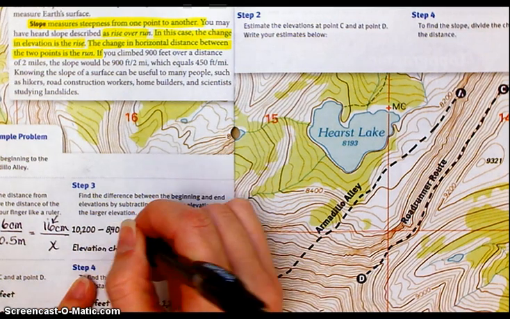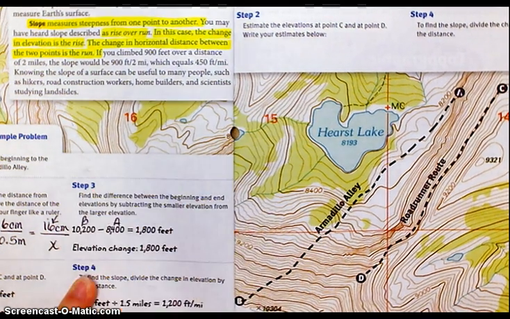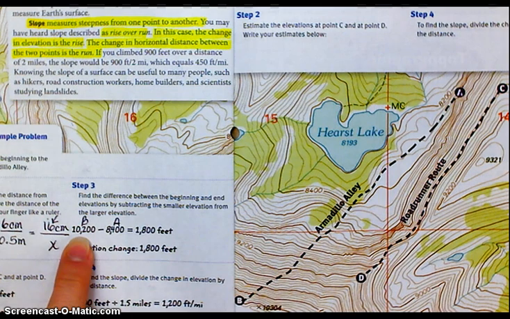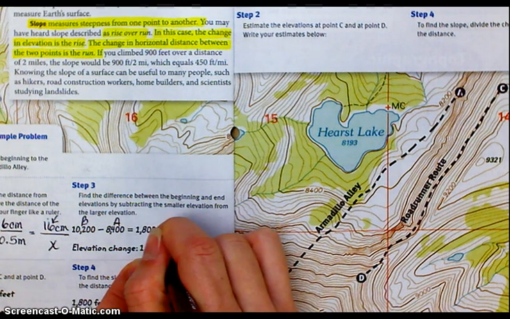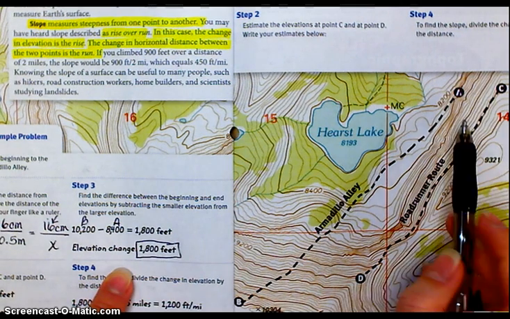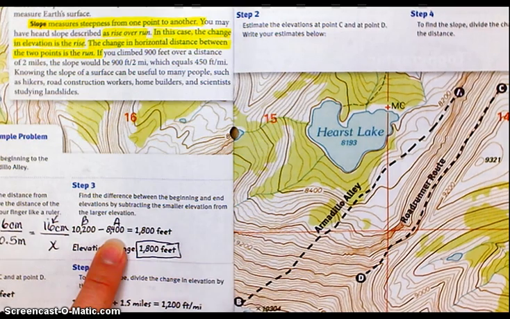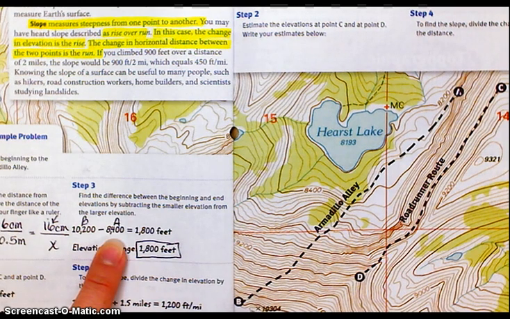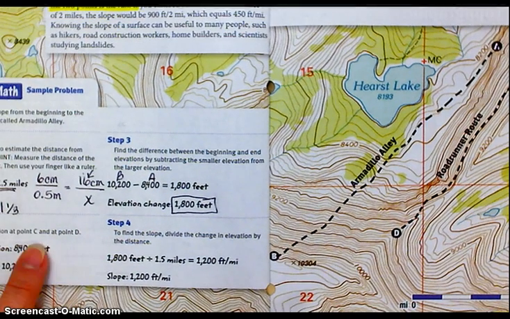Okay, so at point A, we were at 8,400. At point B, we ended at 10,200. So we have 10,200 minus 8,400. That's a change in elevation of 1,800 feet. Okay, so that's where they got that. And again, I looked at the contour lines and I figured out where I was. A was at 8,400 feet. B is at 10,200 feet. And that's what they did here. Oh, I see why they did that.